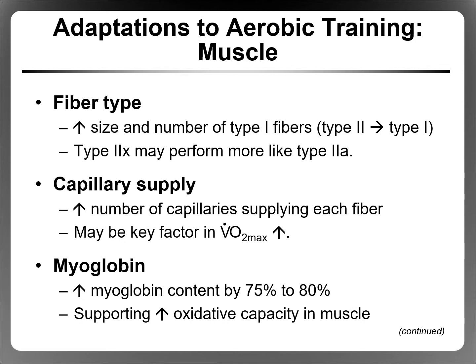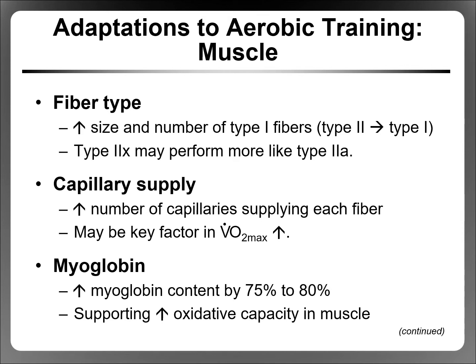All right, looking at our muscles. So remember, we are not actually changing muscle fiber types, but we're changing characteristics. So as we increase the size and number of type 1 fibers, we are taking these type 2 fibers and we're not actually changing them into type 1 fibers, but we're giving them more type 1 fiber characteristics, which means I can take my type 2X fibers and have them perform more like a type 2A. This is where that kind of change is actually taking place.